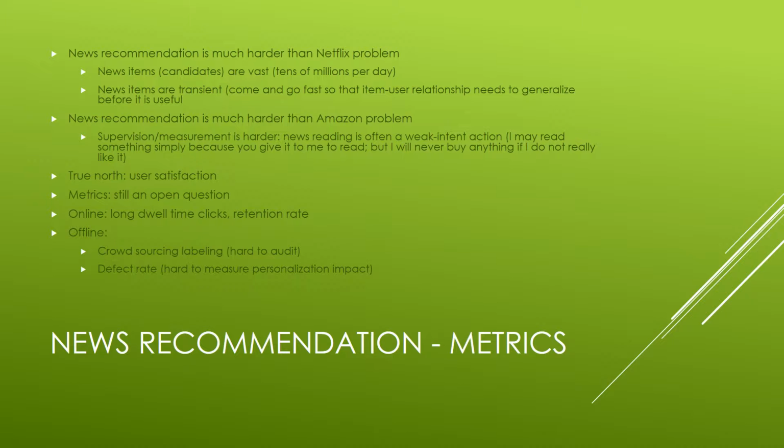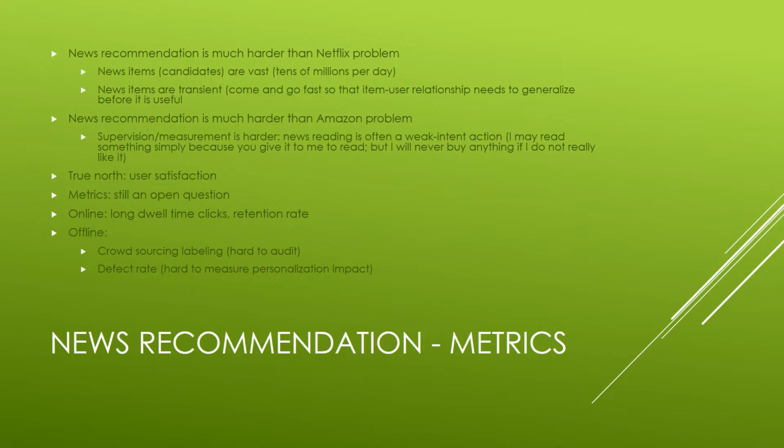News recommendation is actually a very hard problem. Until today, I believe no one in the world can proudly say they solved the news recommendation problem perfectly. If you compare news recommendation with the Netflix problem, I think news recommendation is harder. First, news items are vast. There are tens of millions per day, much more than the movies available. And news items are transient. They come and go often and fast, so item-user relationships are not reliable, and you have to generalize before they're useful.